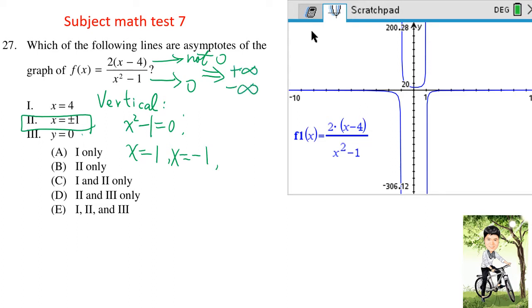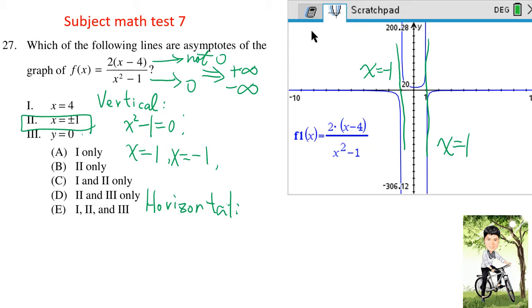We check it in the graph. Okay, see this. Therefore, x equals 1 and x equals negative 1 are vertical asymptotes. Then for horizontal asymptote, we let x go to infinity.